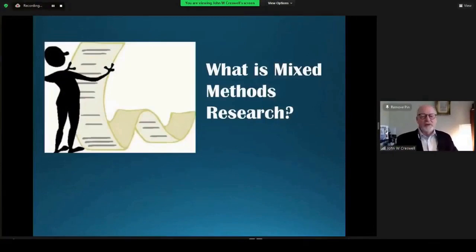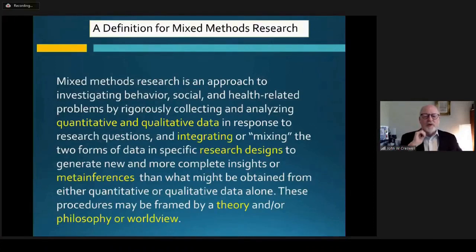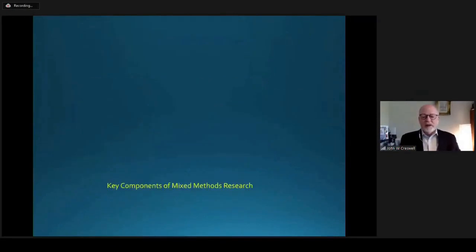Slide, what is mixed methods research, I assume. So I was going through the definitions and pointing out that in the yellow, I highlighted the key ideas of mixed methods research. And I want to take that a few steps further.